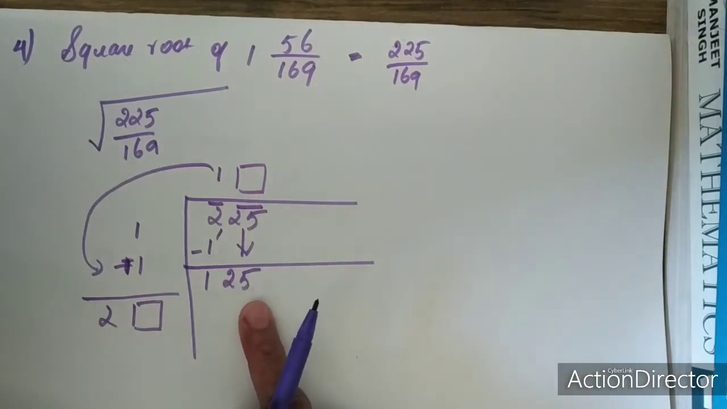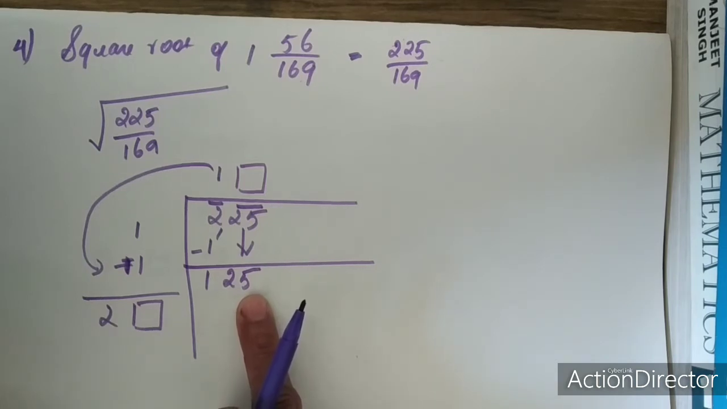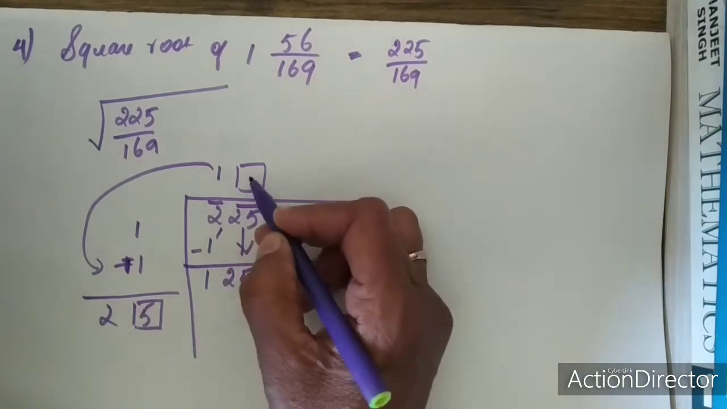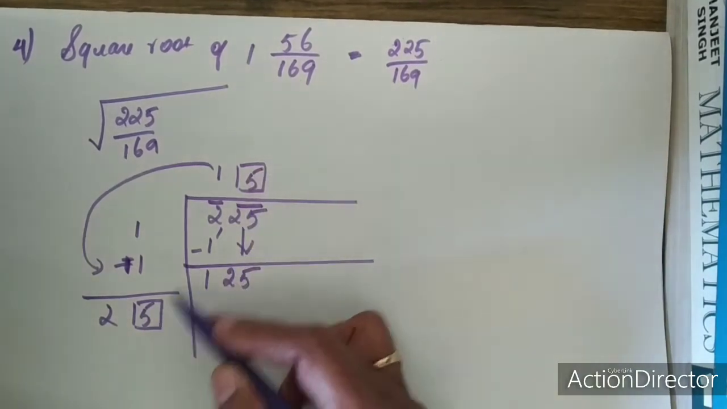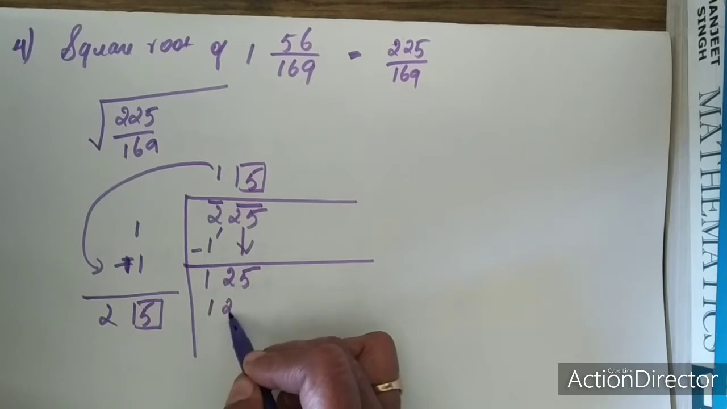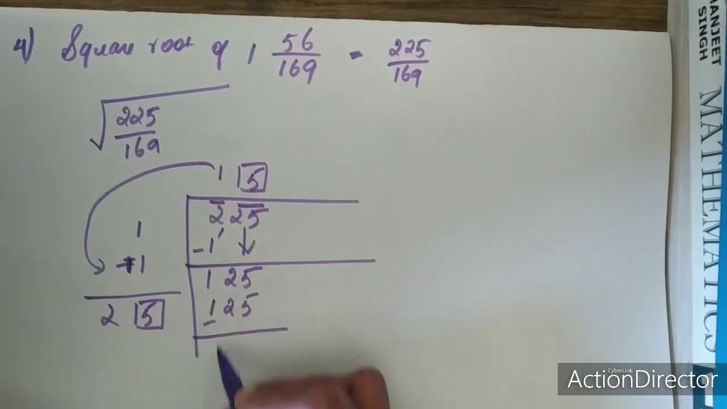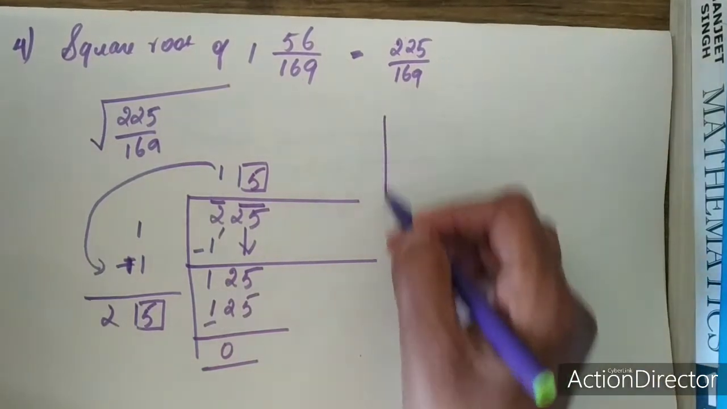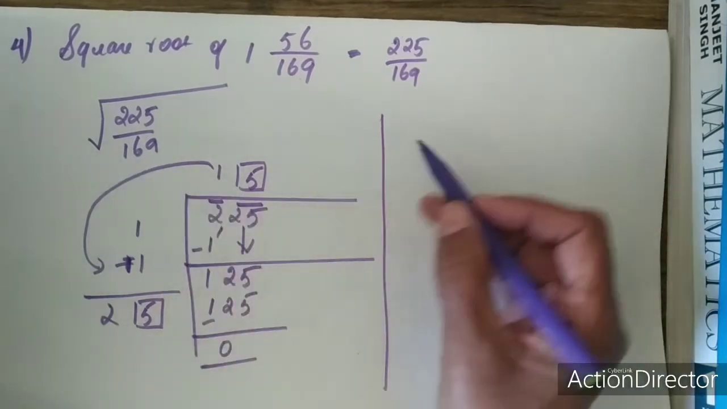You know the rule that if a number is ending with 5, we can try with 5. So after trying with 5, if you find the answer to be more than this number, then you can try with 4. So first I am going to try with 5. So 25 into 5, you know, it is 125. So after subtracting, I am getting the answer as 0. Now try the answer for the root for the denominator.